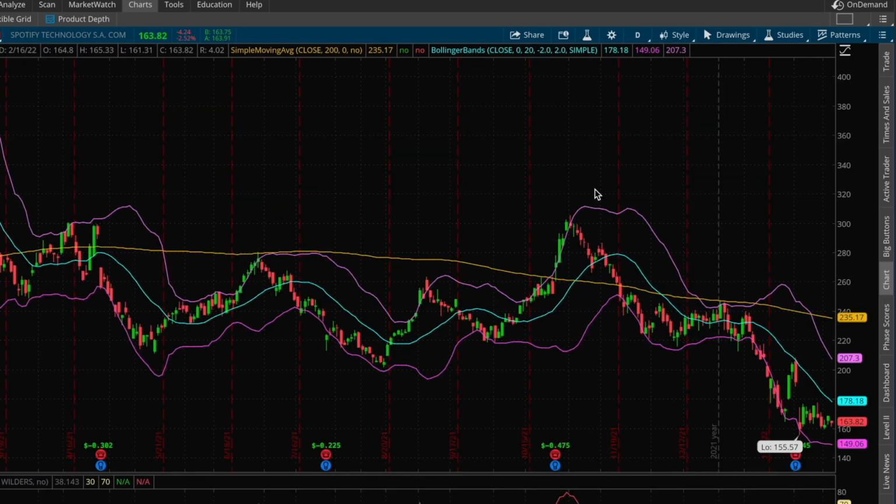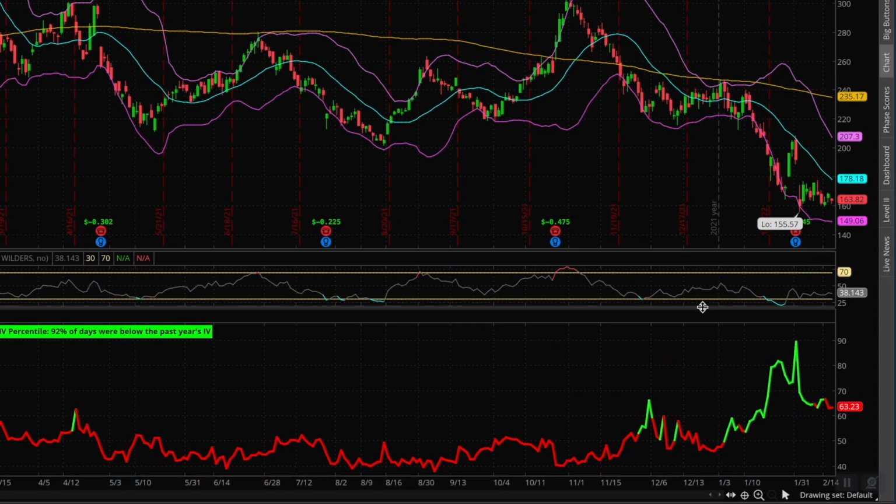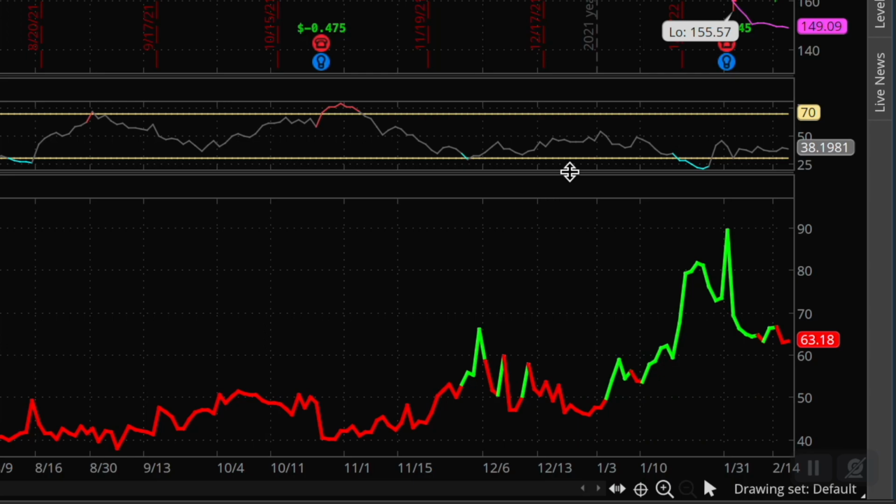And then also one more thing to point out here, if we come down to the bottom and take a look at the implied volatility for Spotify. So as you can see, there was definitely a very large buildup of the implied volatility for the stock leading into the earnings announcement.